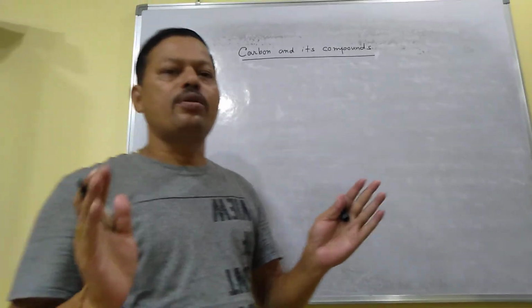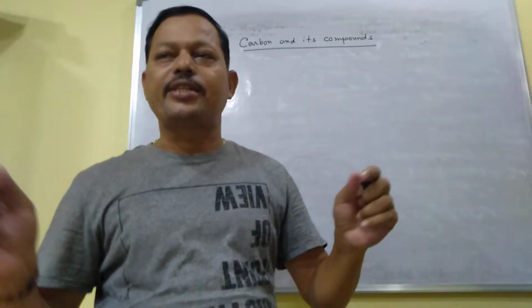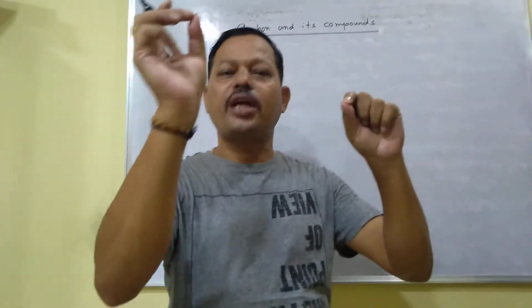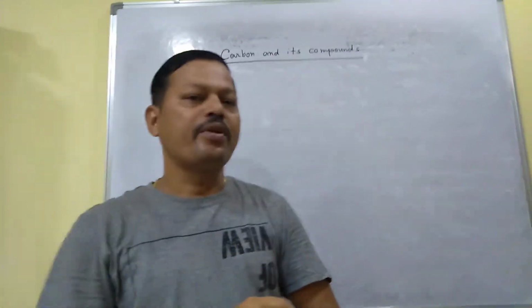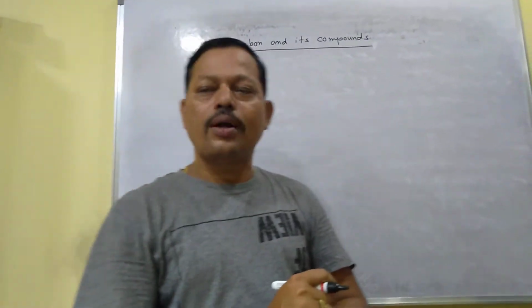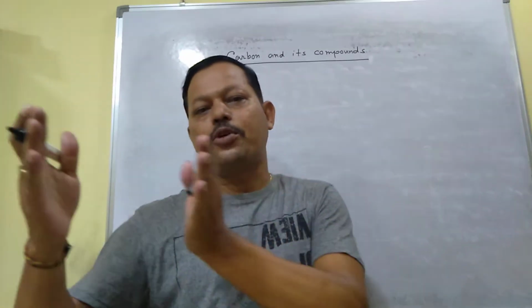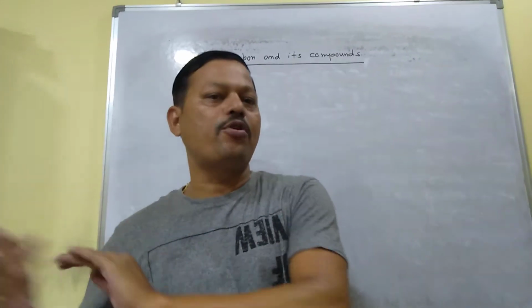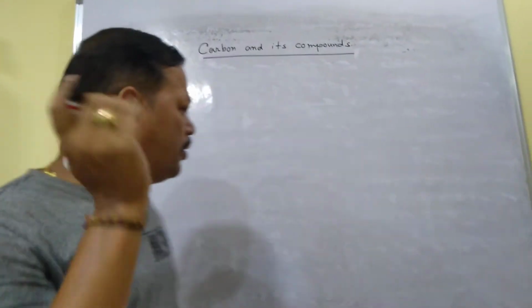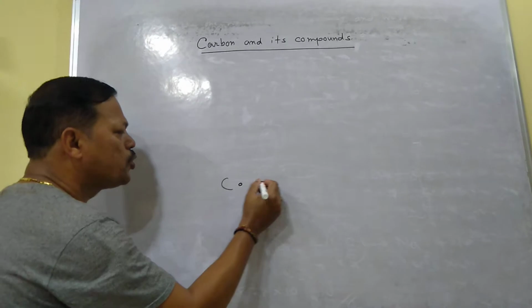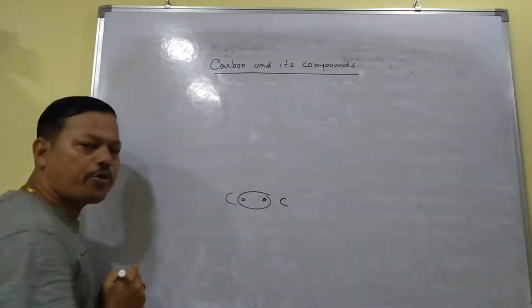Now, as you have got, carbon shows tetracovalency. I mean, carbon always contains 4 covalent bonds. Now carbon has one property: carbon can form a single bond, carbon can form a double bond, carbon can form a triple bond also. When two electrons take part in sharing, they produce a single bond.